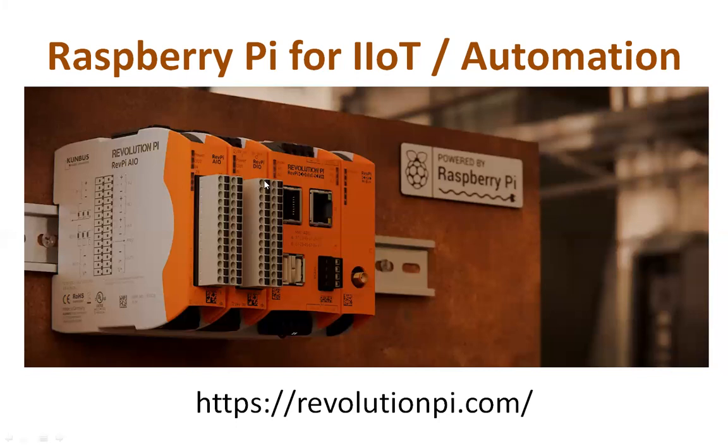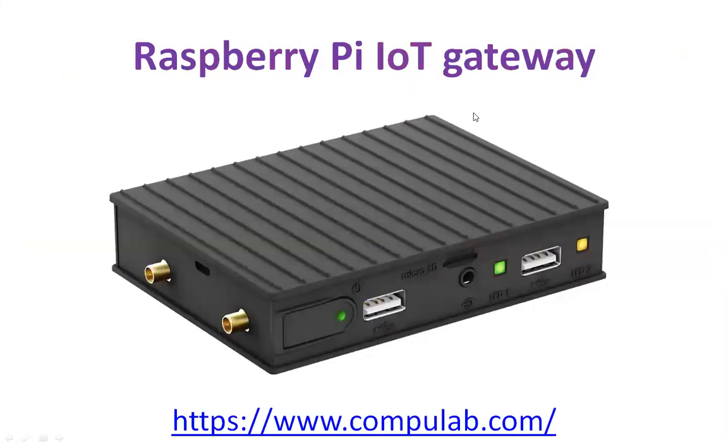Okay, so this is an industrial controller designed by a company. In the same way, we can also design our own industrial controllers using Raspberry Pi. And this is an IoT gateway designed by CompuLab. This is another product, for gateway. Okay, we know what a gateway is. So what is a gateway?